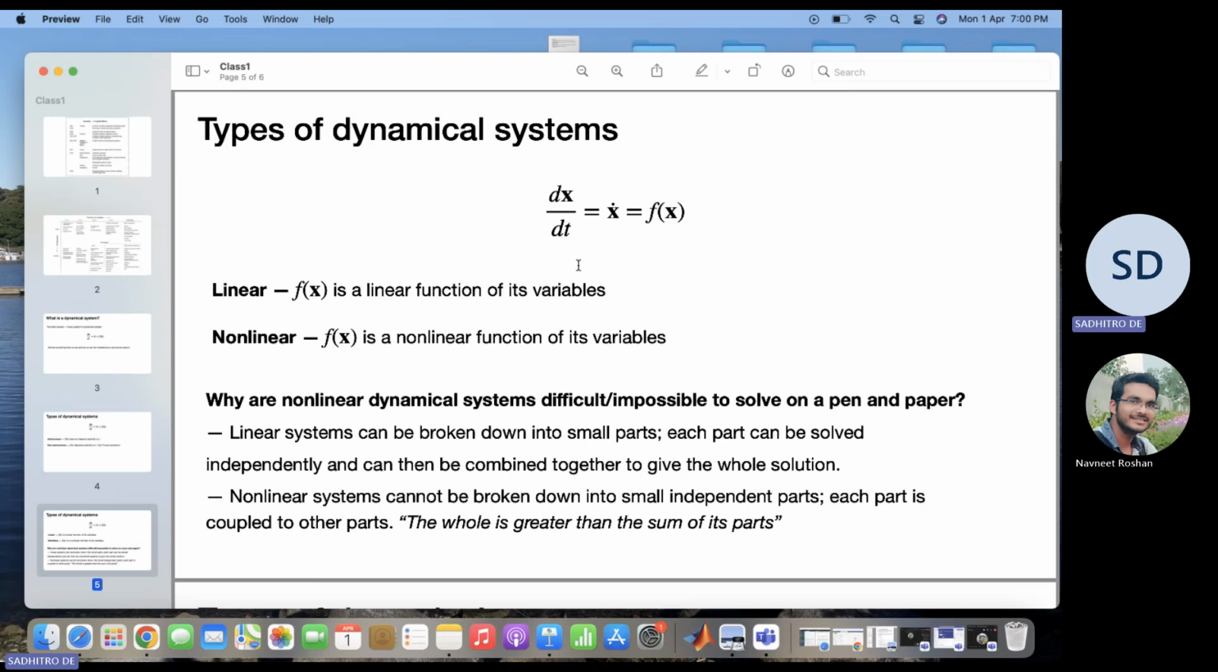In that case, you cannot break down the system into small individual parts, because each part will depend on the other part. Basically, they'll be coupled together. And when they're coupled, you cannot solve each of them independently. That is why nonlinear systems like these cannot be solved. Or in other words, the famous philosopher, I think Aristotle, once said, the whole is greater than the sum of its parts, which basically describes nonlinear systems in one line.